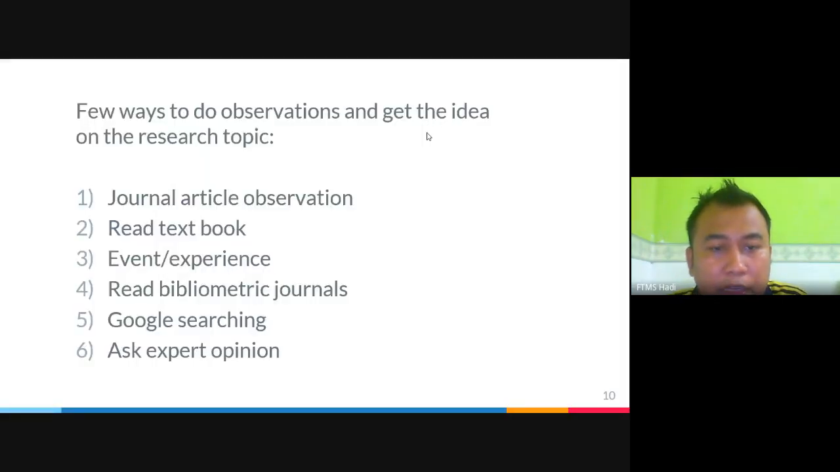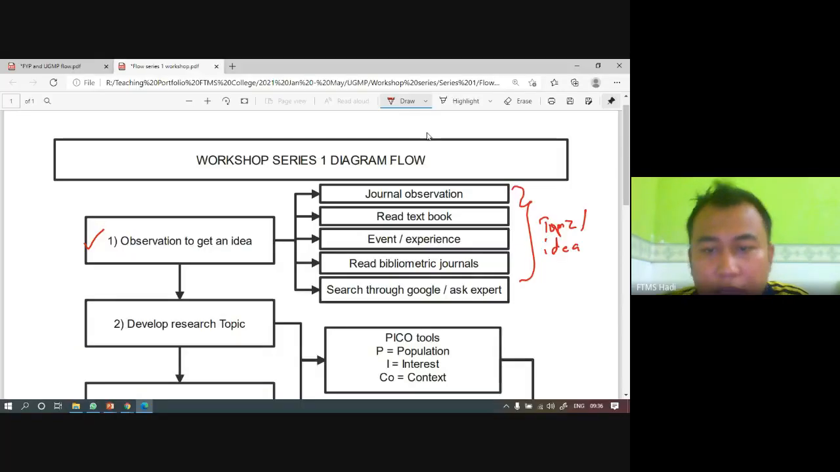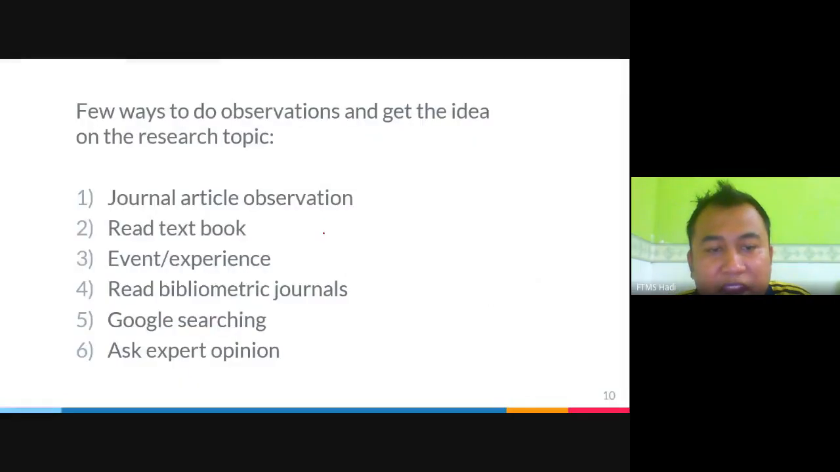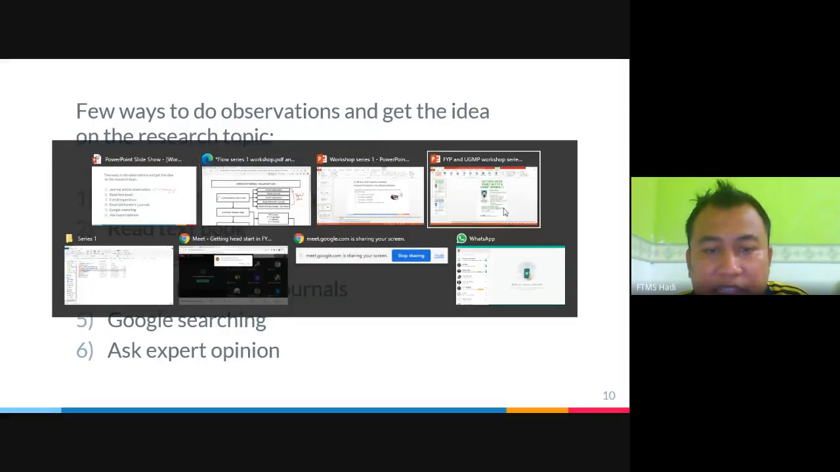Okay, let me check. We are still at this area: how to get a research topic or idea. The first one, journal article observation. One of the websites that I can recommend to you is SCImago JR, where JR means journal ranking. Let me show you how to do this.